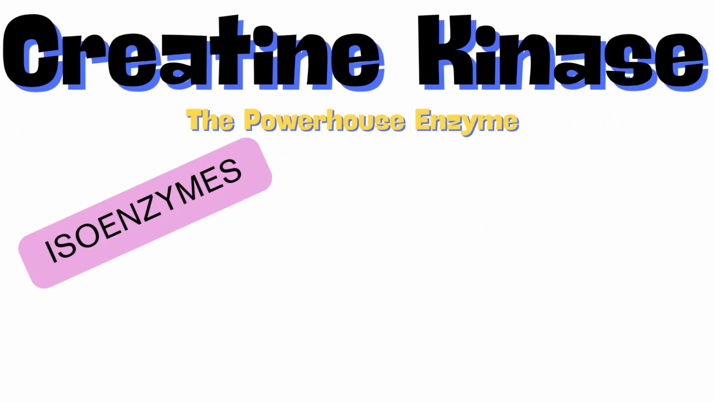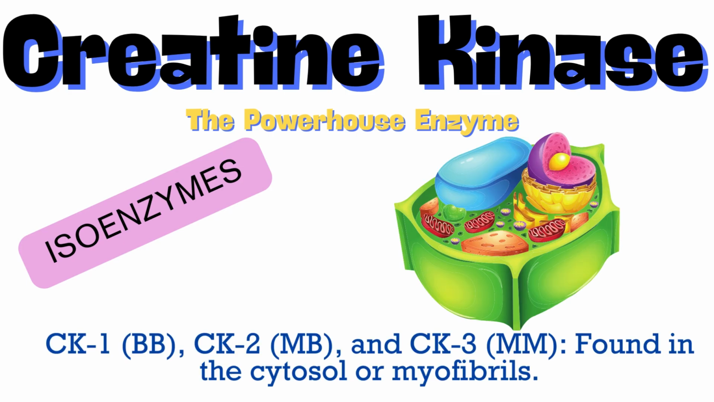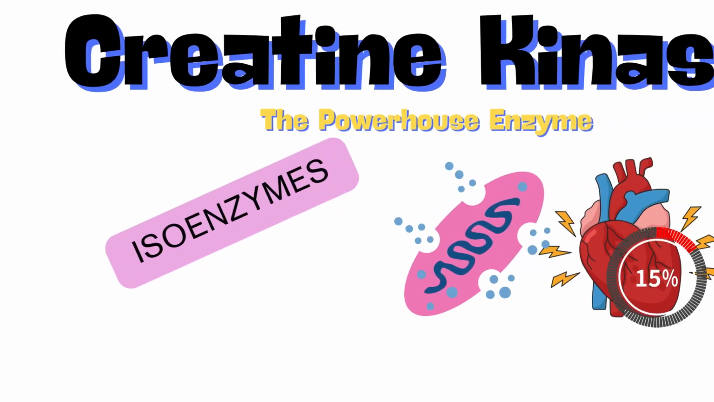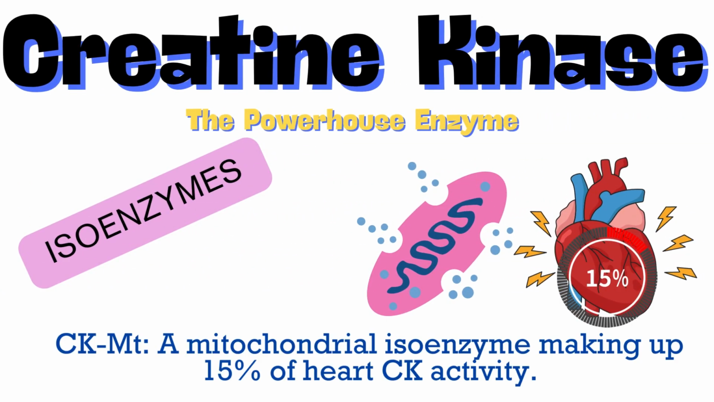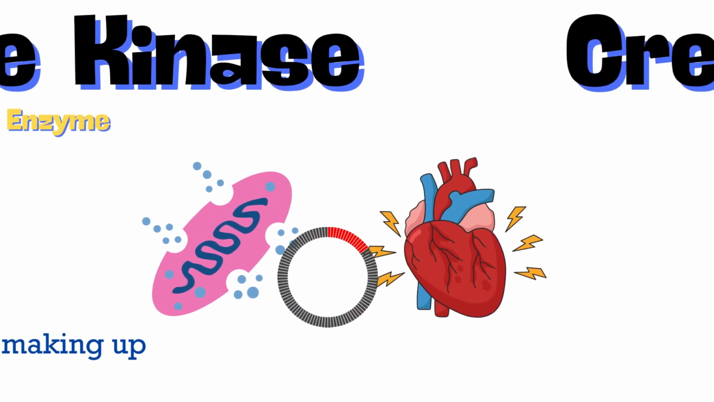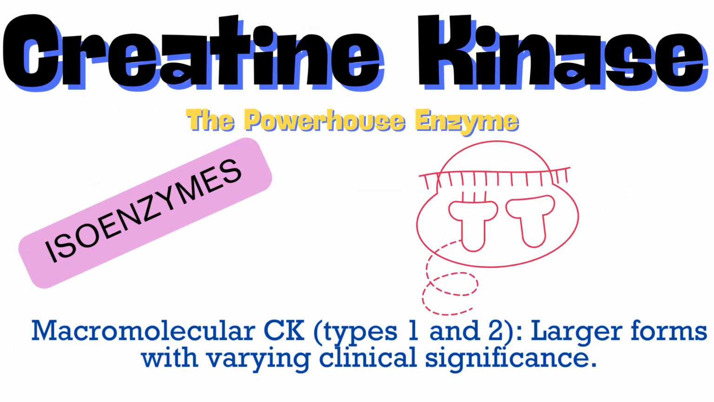Isoenzymes. CK exists in several isoenzymes: CK1 (BB), CK2 (MB), and CK3 (MM), found in the cytosol or myofibrils. CKMT is a mitochondrial isoenzyme making up 15% of heart CK activity. Macromolecular CK, types 1 and 2, are larger forms with varying clinical significance.